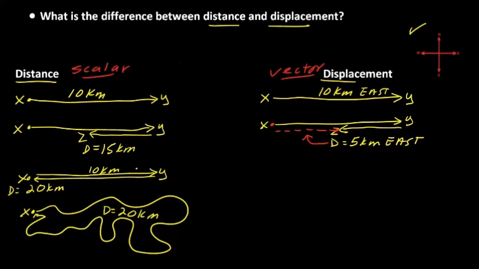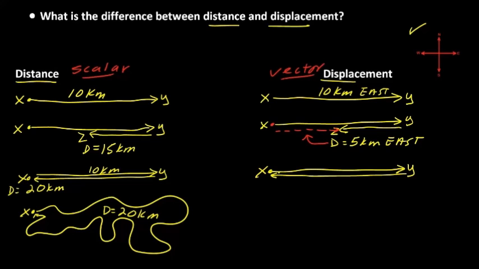So let's take a look at this third example down here. We started at X and we traveled all the way to point Y, and then we turned around and came all the way back home again to our original origin. When we did that, the distance we traveled was a total of 20 kilometers. That would be from X to Y is 10 kilometers, and from Y back to X is another 10 kilometers. So the distance was 20 kilometers.